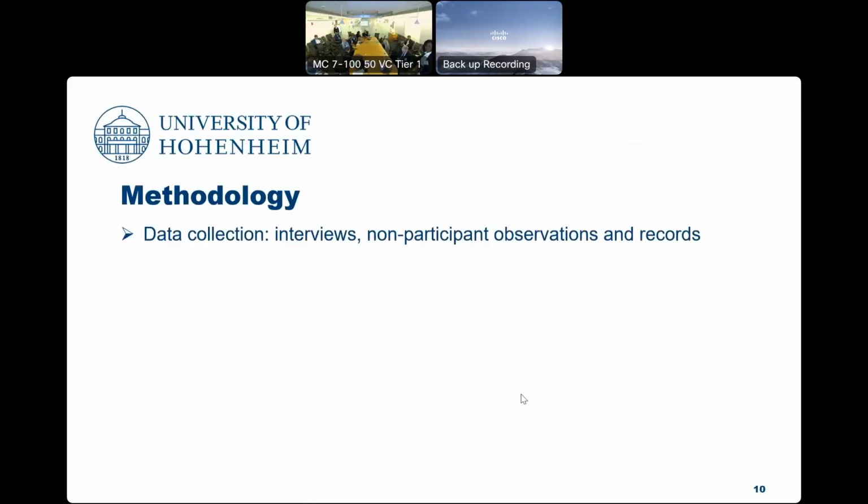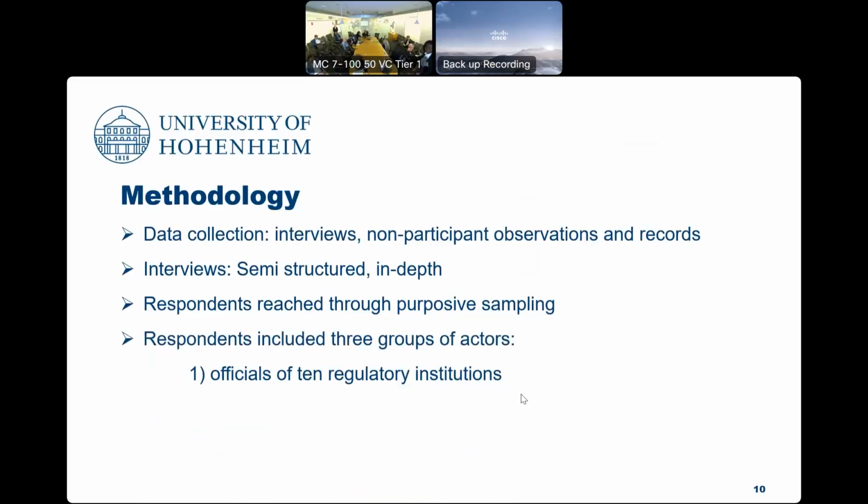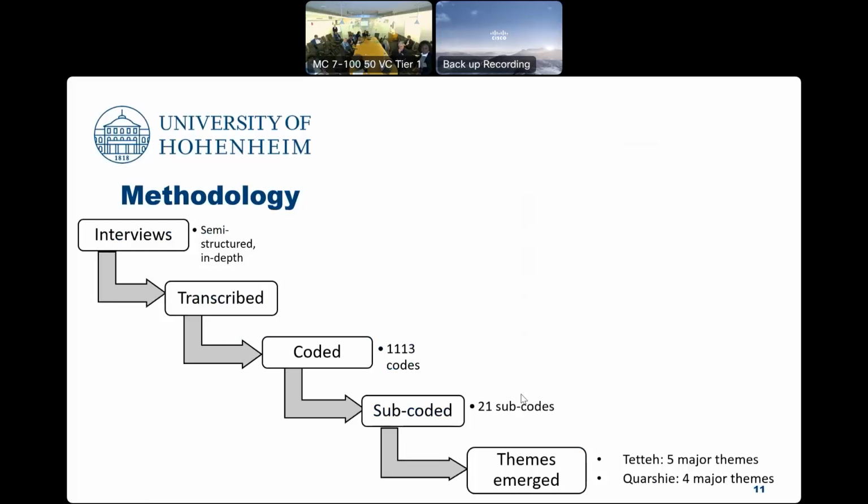We did data collection through interviews, non-participant observations, and records. The interviews were semi-structured and in-depth, and we kept going back and forth to delve deep into the subject matter. And then we reached our respondents through purposive sampling. They were made up of three groups. First, we looked at the regulatory institutions, and then local authority and traditional authorities, and then the affected farmers, representatives of the mining companies, and ASM operators. Then we transcribed and then coded. We had 1113 codes. And out of these, we generated 21 sub codes, and four major themes emerged in Kwashi, five in Tete. So we'll go into these themes.